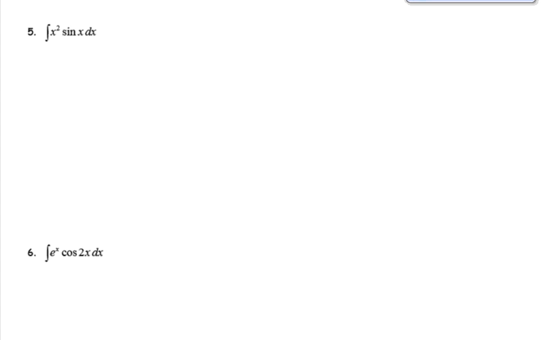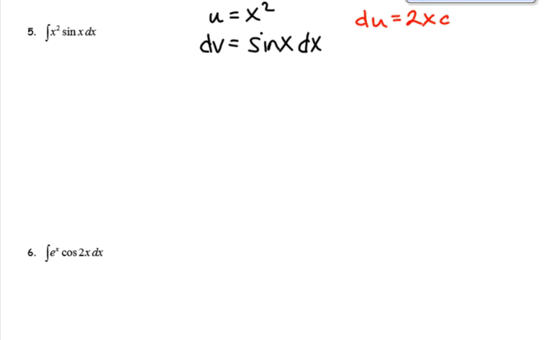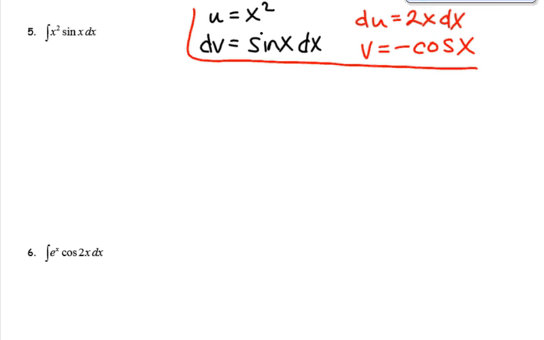Okay, so now if we use that same application here with x squared and sine of x, I'm going to make u be my more simple derivative, so that's going to be x squared, and dv is my more complicated piece, which is sine of x dx. Okay, so then you want to find du with the u, so that's going to be 2x dx, and then the v is the integral of sine, so the integral of sine is negative cosine x. So now you can make all your substitutions.